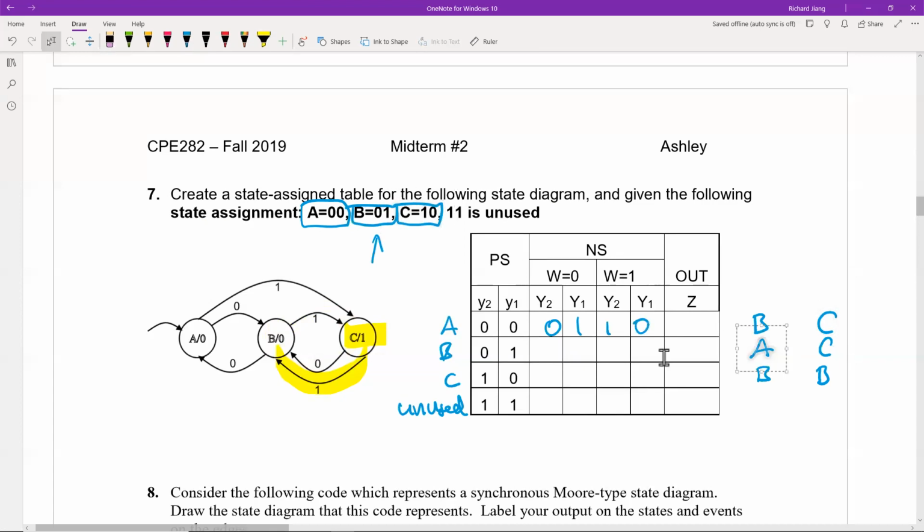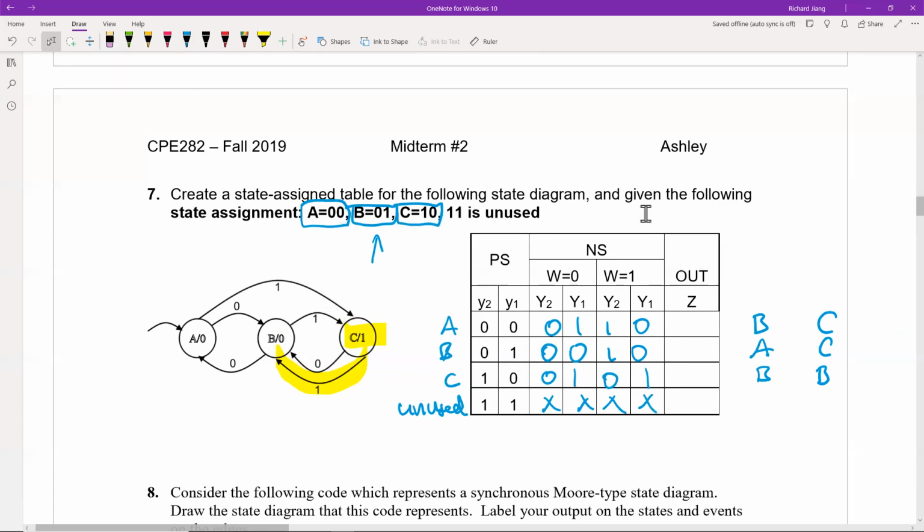Next one is the A. The A we can see is 0, 0 from here. So we say 0, 0 there. And then C we already knew was 1, 0. B we already knew was 0, 1. And then again, these were unused, so we can put X's here. We don't care. And let's see, the output.